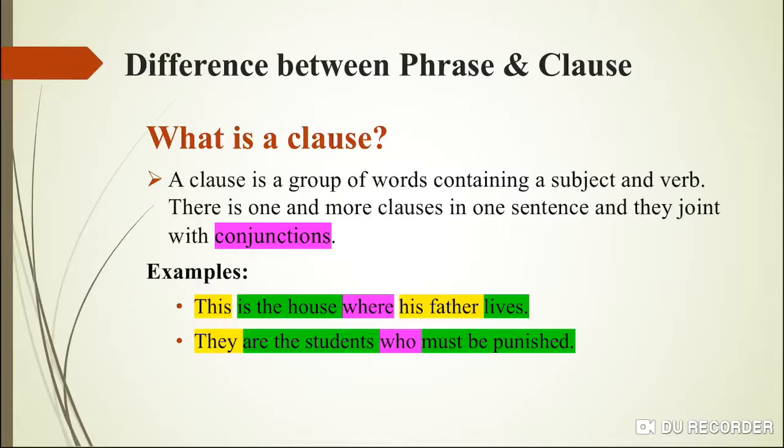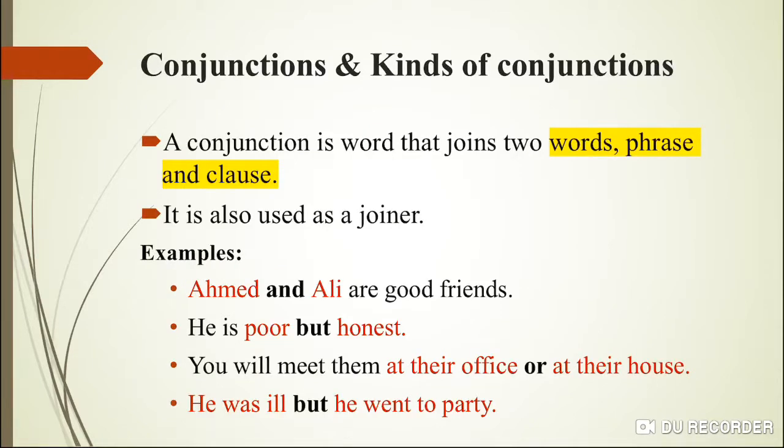They are the students who must be punished. Now one sentence you have is they are the students, and the second one is they must be punished. These two sentences are put together with the help of the conjunction who, so you get: they are the students who must be punished. These two sentences, they are the students and they must be punished, become the clauses and who becomes the conjunction. I hope you get the idea of clause and phrase.